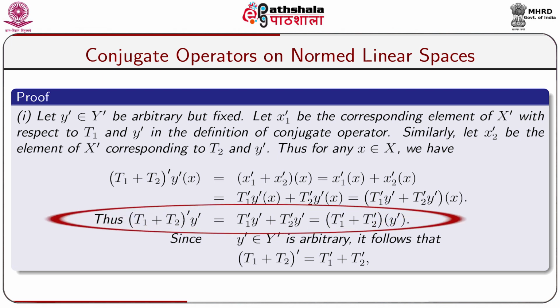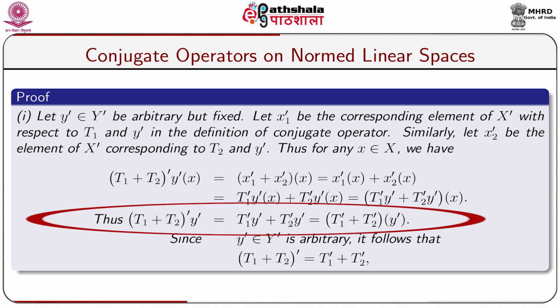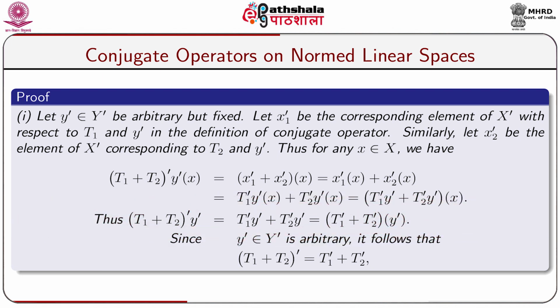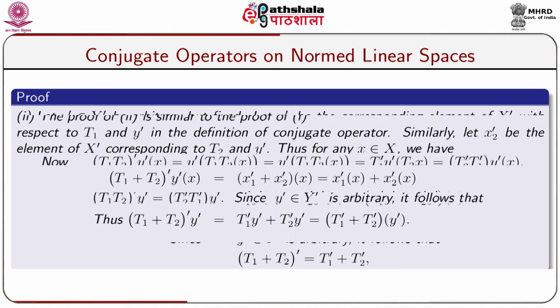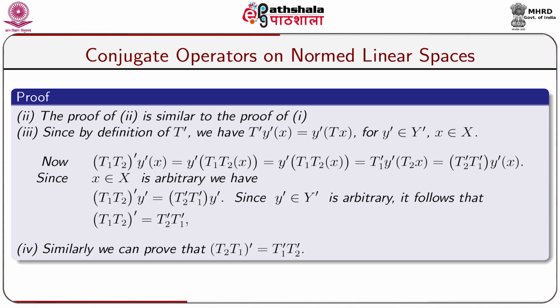Thus, (T1 + T2)' y' equal to T1' y' + T2' y', which is equal to (T1' + T2')(y'). Since y' belonging to Y' is arbitrary, it follows that (T1 + T2)' equal to T1' + T2'. The proof of 2 is similar to the proof of 1.